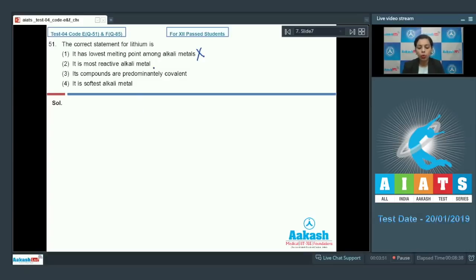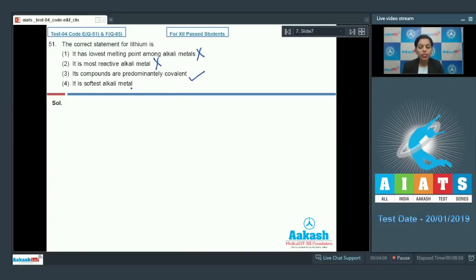Further, it is most reactive alkali metal. This statement is also incorrect because the most reactive alkali metal is cesium. After that, its compounds are predominantly covalent. Yes, the compounds of lithium are predominantly covalent. This is a correct statement.